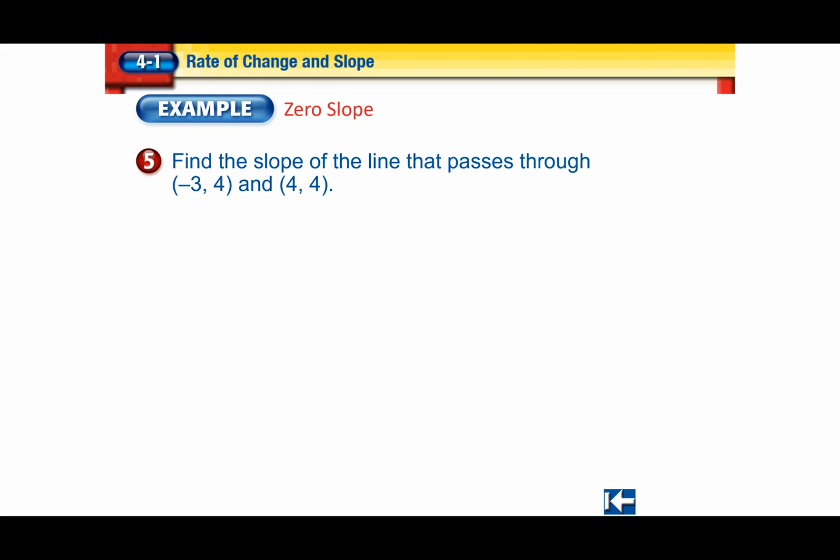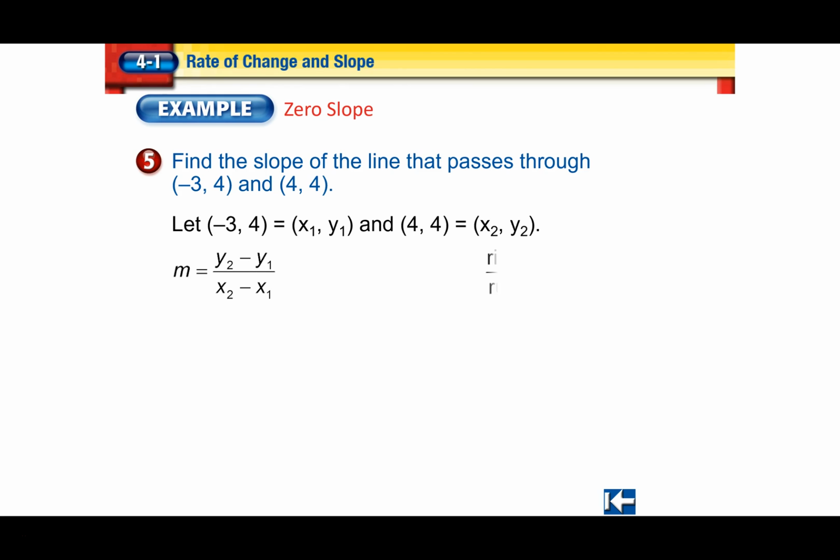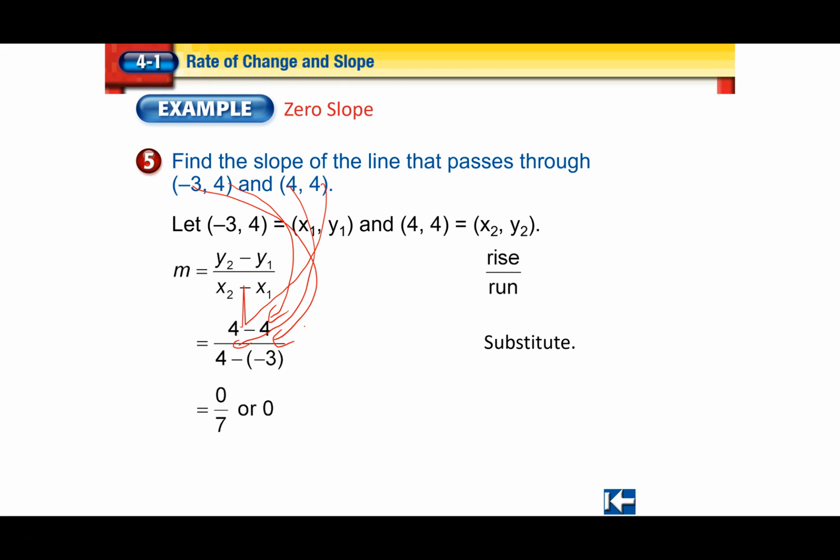Moving on. All right, zero slope. Remember, this is the one if you're asleep, you're at 0. Find the slope that passes through this line. So, same concept, x1, y1, x2, y2. Use my formula. We're going to substitute in. So we put in this 4, that 4, put that 4 here, and that 3 here. Comes out to 0 over 7 or 0.